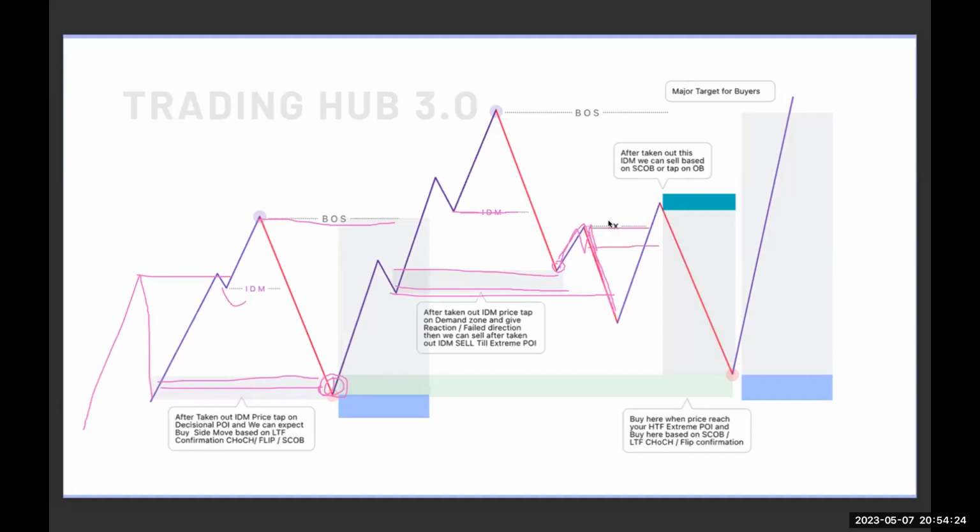When this one is a supply, then how can you sell? You have to wait for taking out the inducement. You have to wait for the liquidity grab. So there is no inducement created here. I'm talking about this one. This is a single leg move here, right?